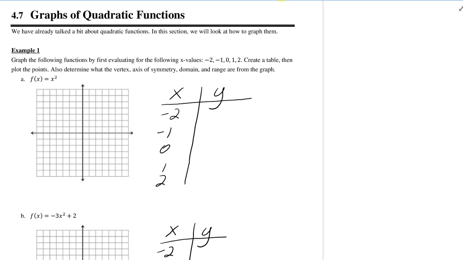Okay, so if I plug all this in, these are all going to end up being positive, right? Because it's going to be -2 squared, so that becomes positive. So this will be 4, 1, 0, 1, and 4. So I'll go ahead and graph these. Let's see, 2, 1, 2, 3, 4. And okay, so there I've plotted everything, so there are my points.